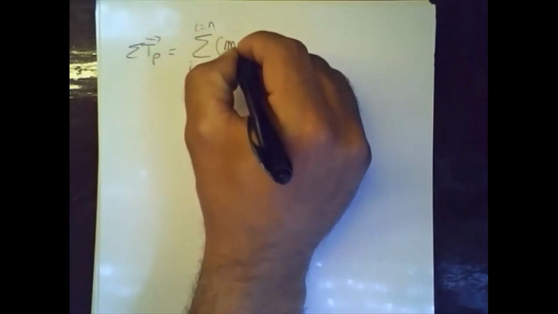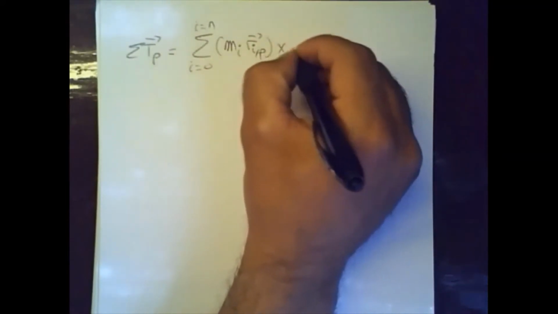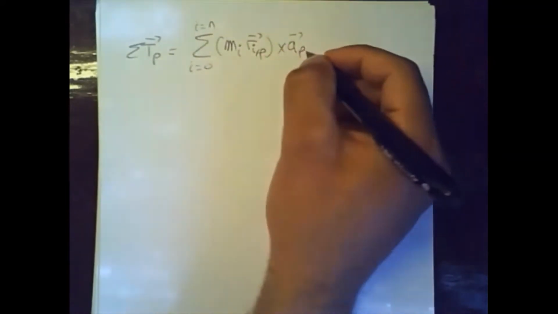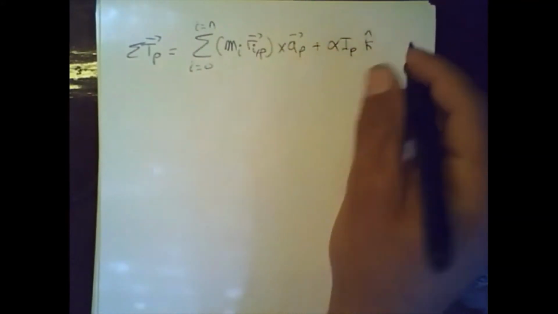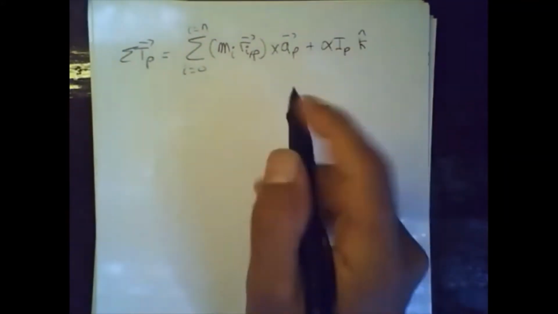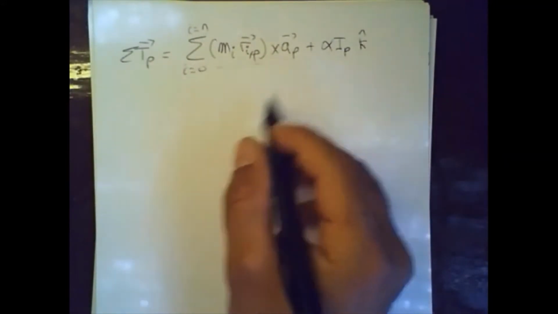So I just sum the torques about point P, and they are vectors, and I'm ending up with the sum from i = 0 to n. So I'm doing this on all the particles on a rigid body. m_i, or r_i with respect to P, cross the acceleration of point P. So I need to know the acceleration of point P, plus alpha I_P, and then this is in the k direction. How about this guy? Can someone tell me what that is? If I actually do the summation, right?